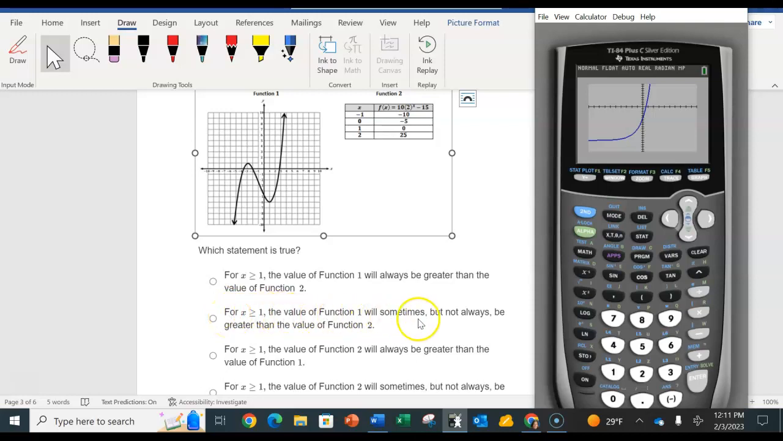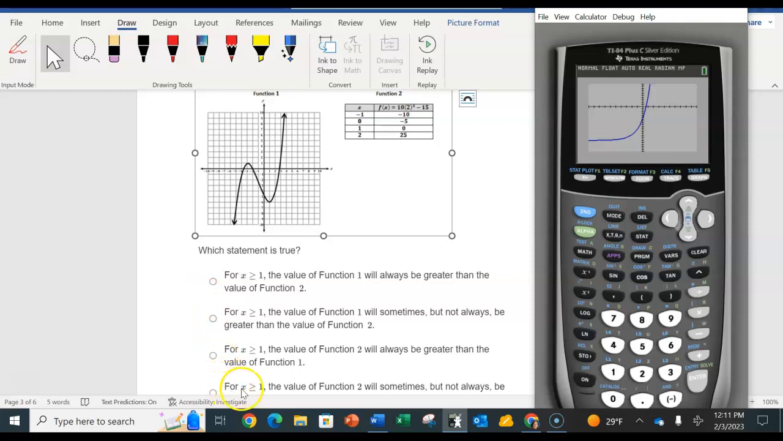Here it says function 1 will sometimes be greater. No, because exponential function is going to grow faster than this. So that one is not true either. The next one says for x greater than 1, the value of function 2 will always be greater than function 1. All right, so this is growing exponentially. It's already greater at 1, and so that will be the best answer. So your answer for this one is C.